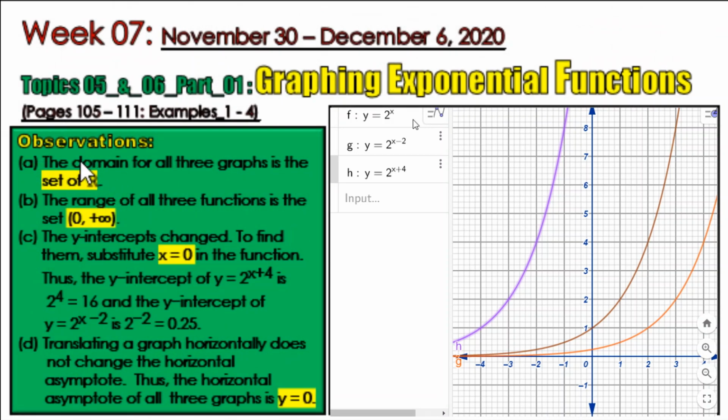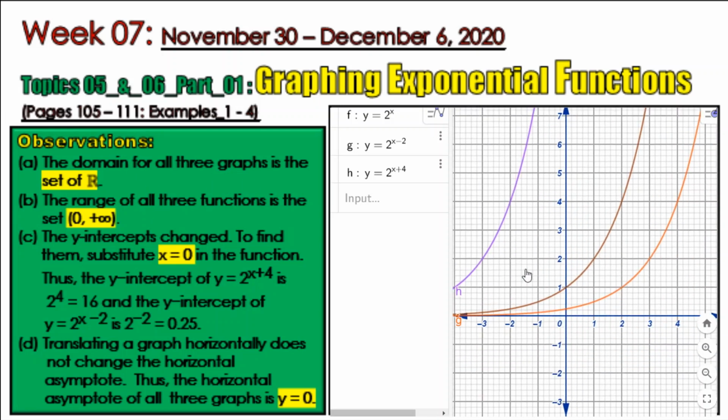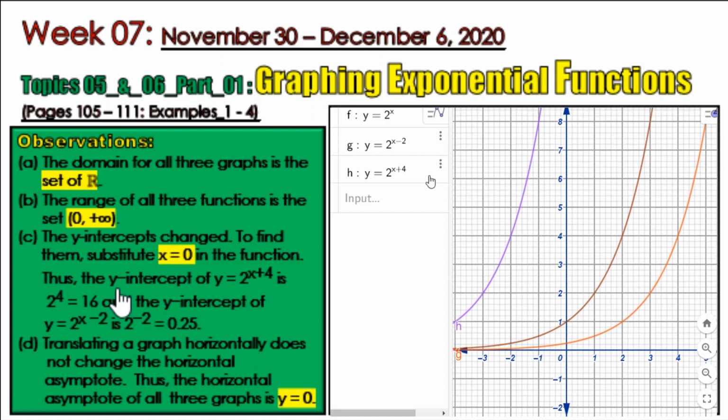The domain of all the 3 graphs is the set of real numbers. We have still the same. You can assign any values of x or any real numbers to x. There is no restriction, such that the domain is the set of x such that x is an element of real numbers.